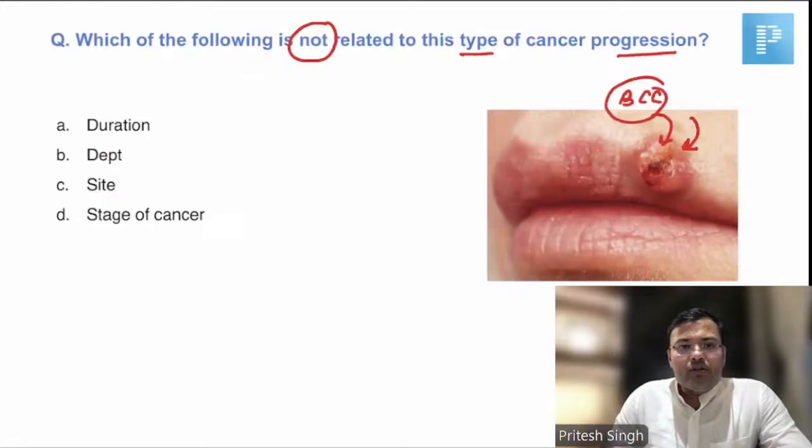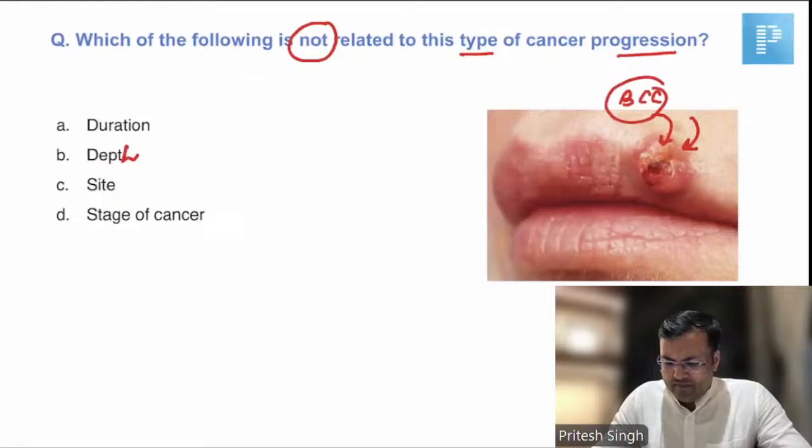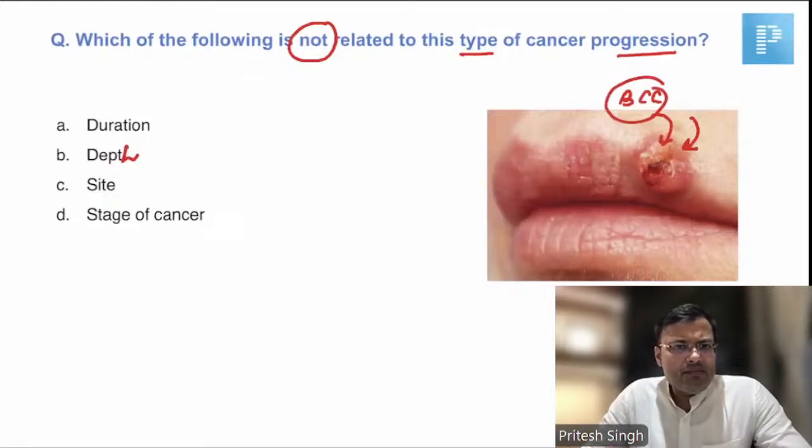Okay. So, which of the following is not related to this type of cancer progression? Duration, depth, site, stage of cancer. Guys, can you tell me the exact language? What was the exact language?